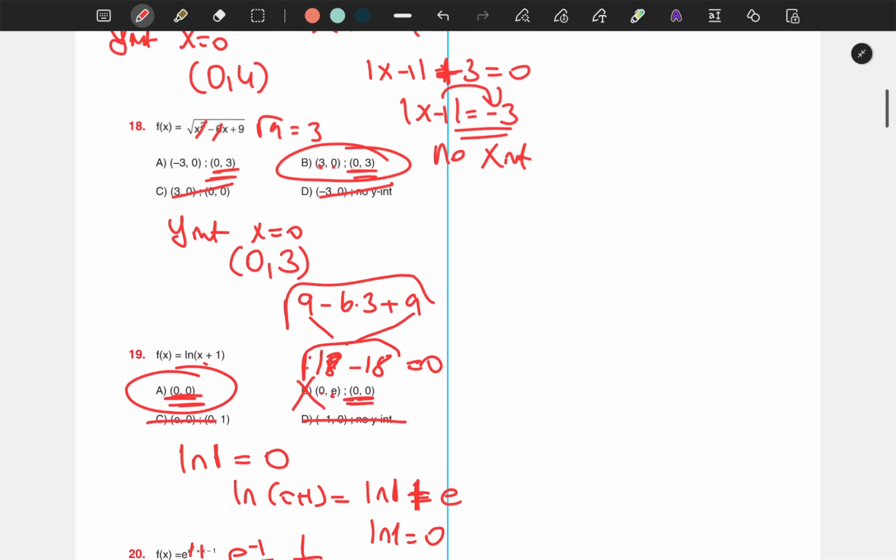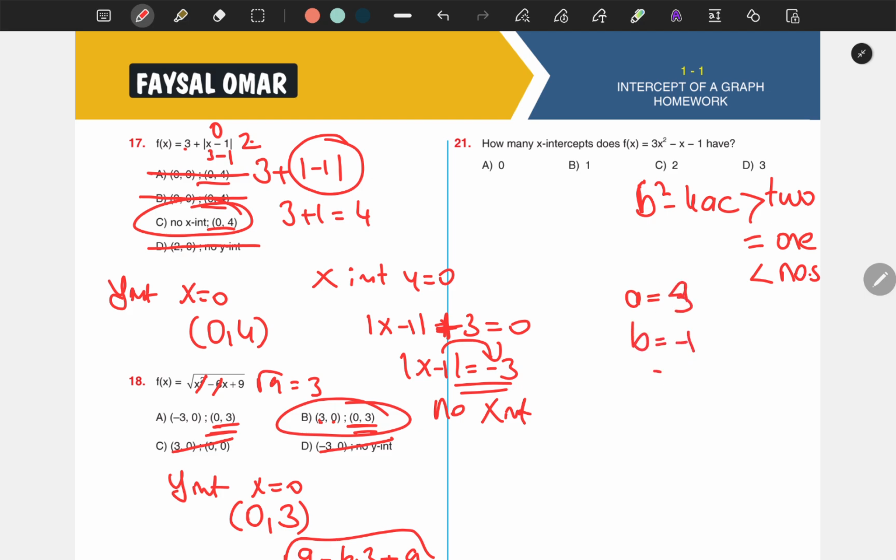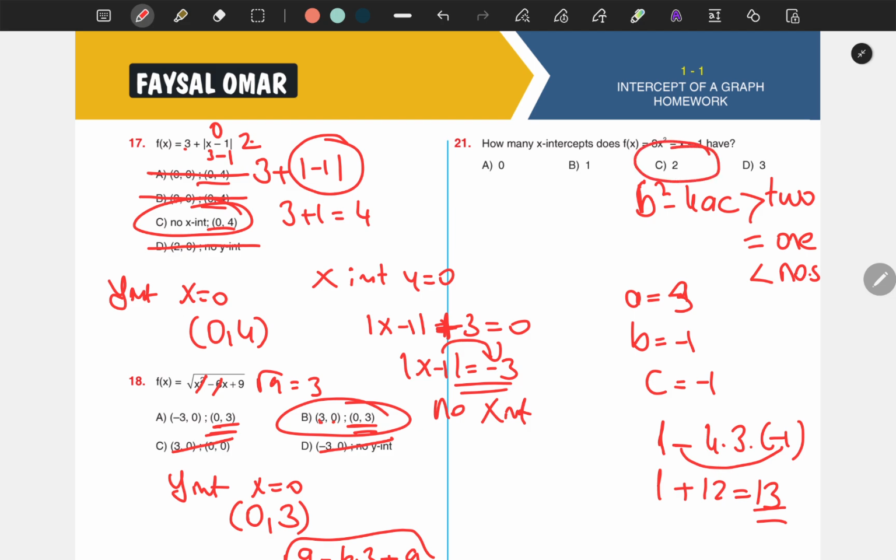Okay? The last question, it said how many x-intercepts we have. For this one, we use b squared minus 4ac. If bigger than 0, 2 solutions. Equal to 0, 1 solution. Less than 0, no solution. So what is the a value? 3. B is negative 1, C is negative 1. B squared 1 minus 4 times 3 times negative 1. So 1, negative times negative, positive. 4 times 3, 12. As a result, 13. So is this 13 bigger than 0? Yes, it means that I have 2 solutions. 21C.